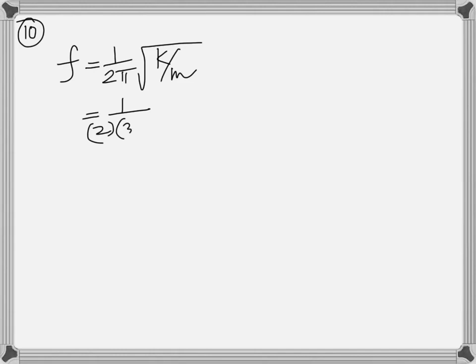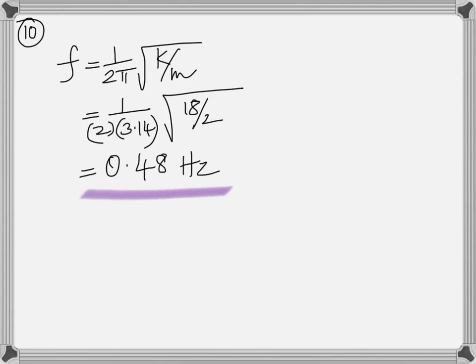Number 10, got to find the frequency. It's straightforward. 1 by 2 pi square root K by mass. Substitute the numbers. K is 18, and the mass is 2. So you get 0.48 hertz.